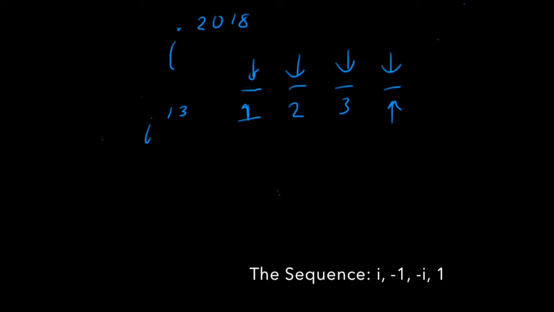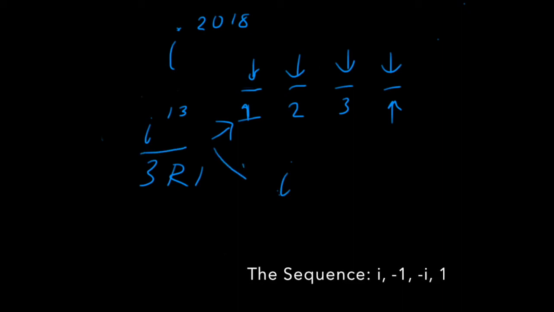Let's go through this. So 13 divided by 4 will be 3 with a remainder of 1. And since we see the remainder of 1, we see it's the first number in our sequence, which is just i. So i to the 13th would be equal to i.